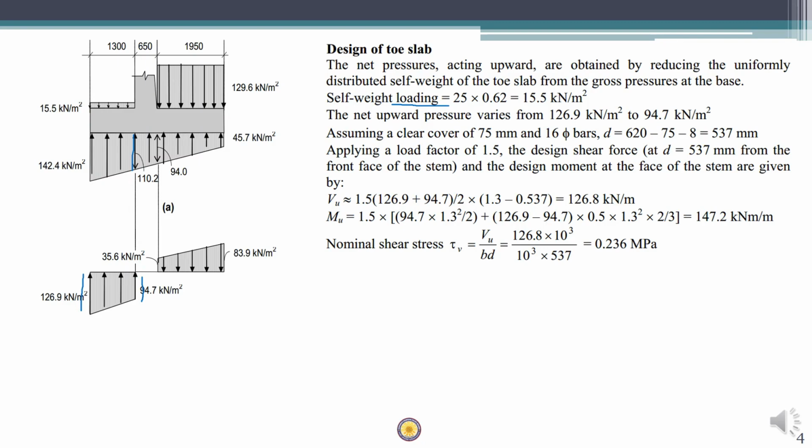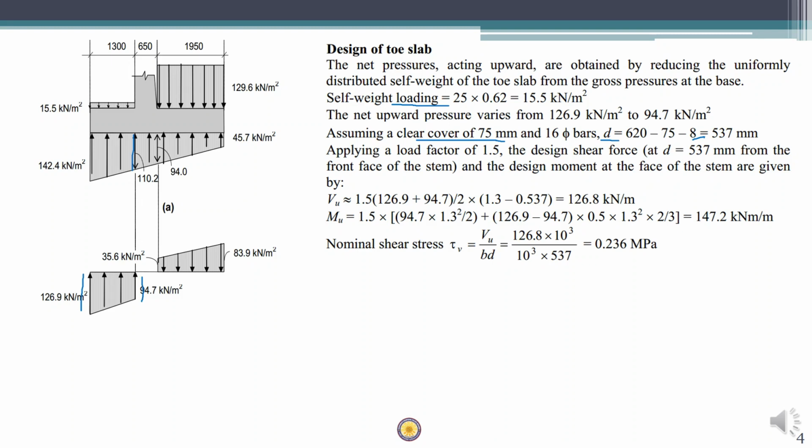Now we have to assume a clear cover of 75 mm because it is below soil, and usually in structures such as footing we use a minimum cover of 75 mm. Okay, let's assume that we are going to use 16 mm diameter bars. In that case we can calculate the effective depth, which is total depth minus clear cover minus half the diameter of the bar. It is 16 by 2, so we get effective depth as 537 millimeters. We have to apply a load factor of 1.5 while calculating the design shear as well as the design moment.